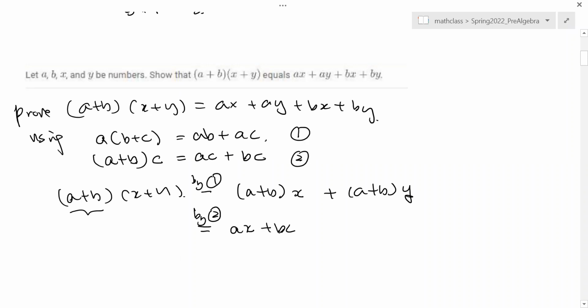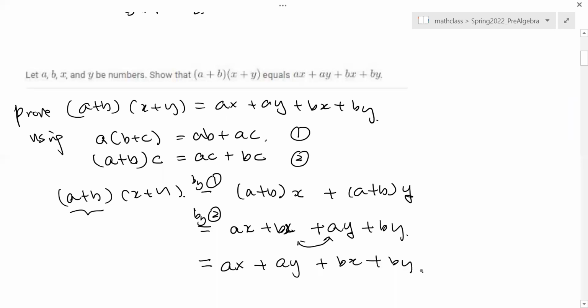So every step you do, you have to do legally, using formulas you already mentioned in the book or in my notes. You cannot create your own. So here's ay plus by, by the second formula. Now you have ax. Then because addition is commutative, you can switch things around. If you look at the expression, ax first, ay second, so you probably have to rewrite it like this, interchanging those two terms, and then bx and by. Then that is a complete proof.